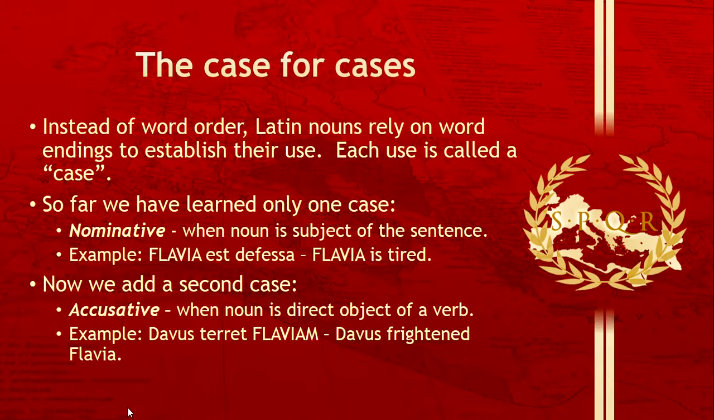Today we're adding a second case, the accusative case, when the noun acts as a direct object of a verb. Again, using our previous example, Flavia, we see here, Davos terret Flaviam. Davos frightened Flavia. At this point, the word Flavia becomes the direct object. What got frightened? Flavia got frightened. So the word Flavia has to be written in the accusative case, which, as I mentioned already, is accomplished by adding an M to the end of the word.